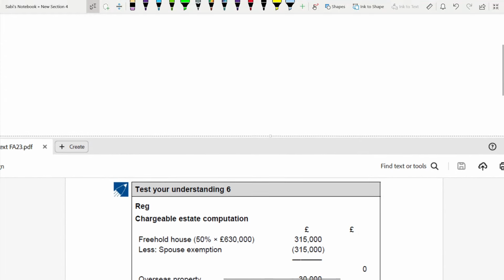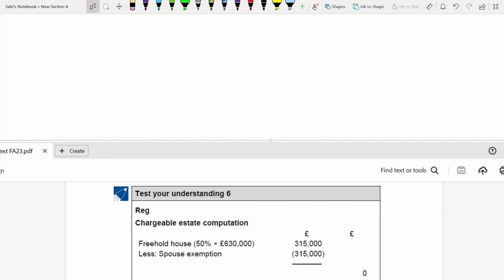Our main focus is only on the first item. So first you will write the name of the person, then you will write chargeable estate computation. Very important is the heading. You will get 1 mark for this, do not miss it. Then you have to write the pound.